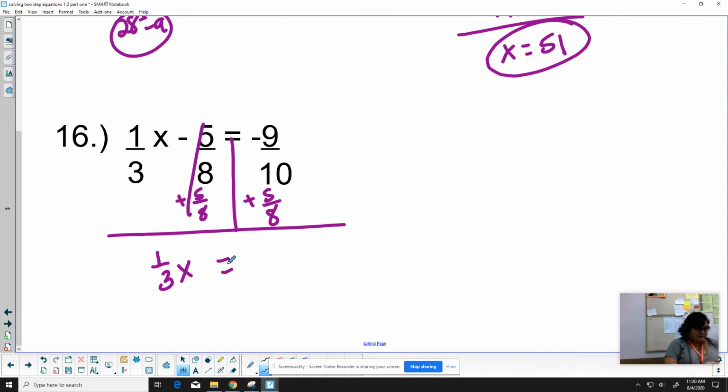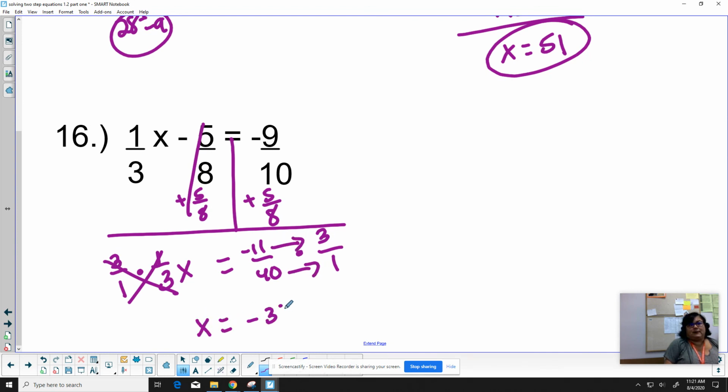And then over here, negative 9/10 plus 5/8 gives me negative 11/40. And because there's a fraction in front of the x, like we learned in section 1.1, we're going to multiply both sides by the reciprocal. So all of that cancels and x drops. And then I just multiply straight across, and that gives me negative 33/40. Or feel free to use your calculator there if you're more comfortable that way. This totally works too. But it's not any harder. It's the same step. First I added, and then I multiplied by the reciprocal.